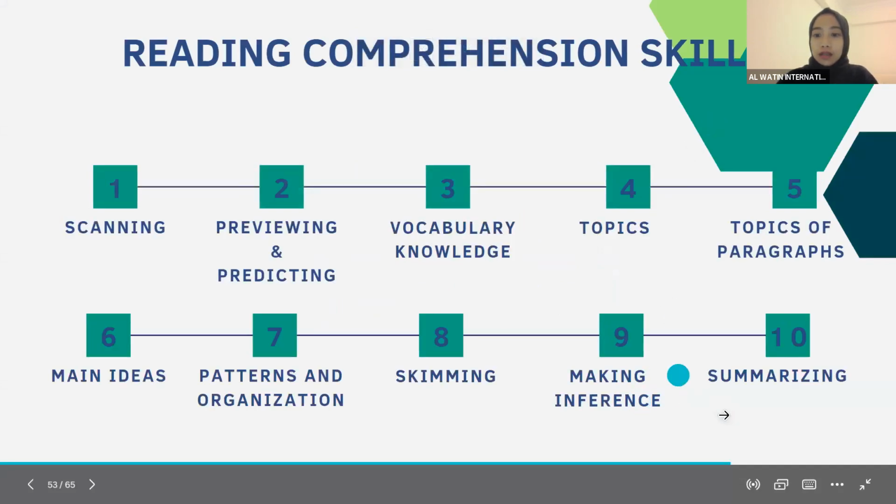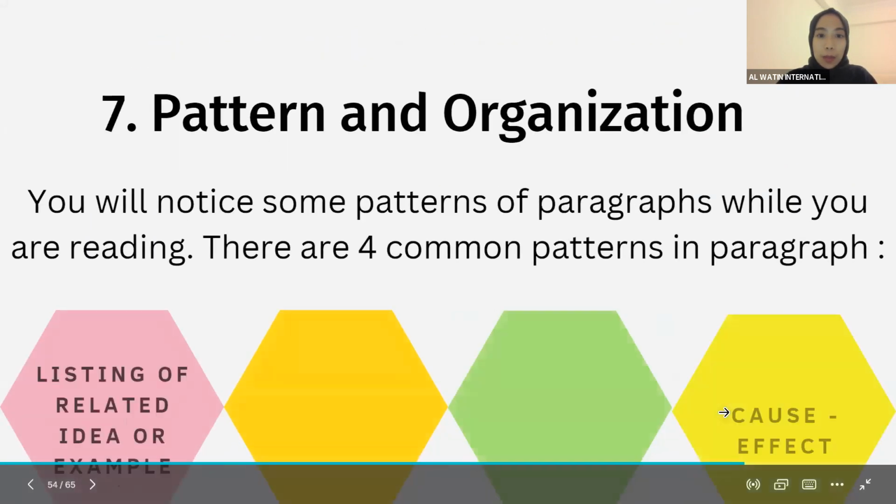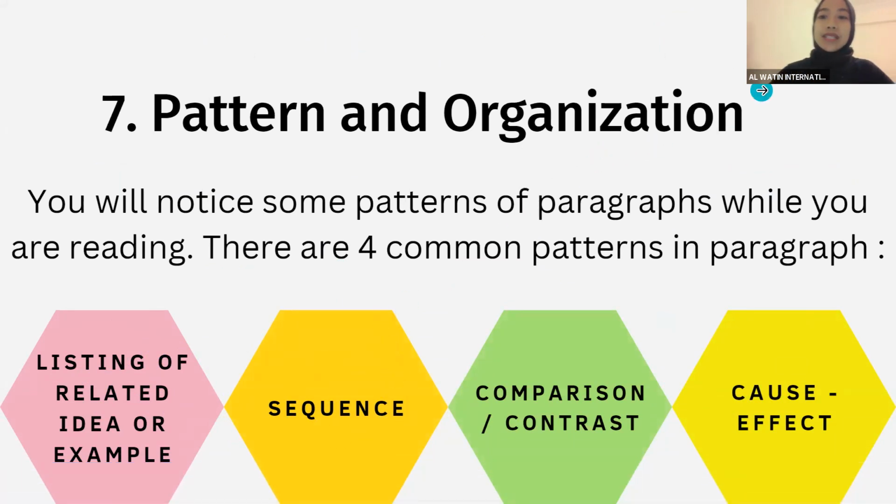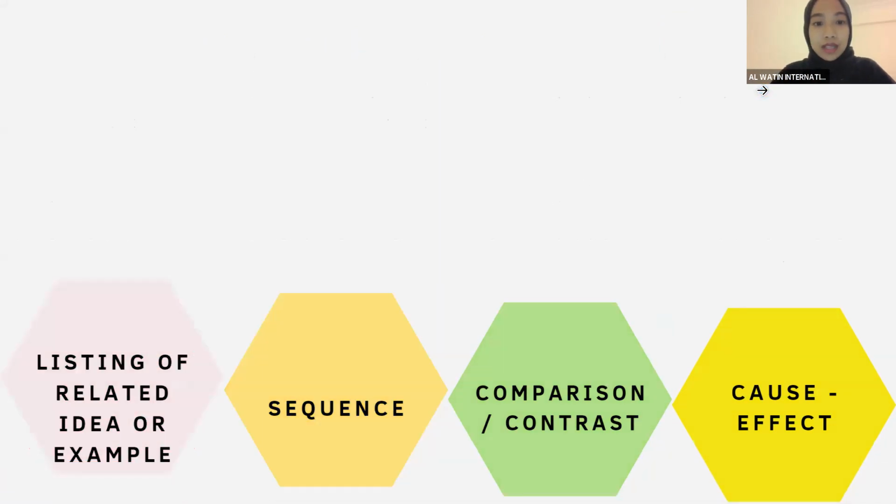Okay, let's just go back here. After listing, which is the first, we understand about listing. The second one is sequence. What is sequence? How is the paragraph of sequence? We're gonna see the example. Let's check.